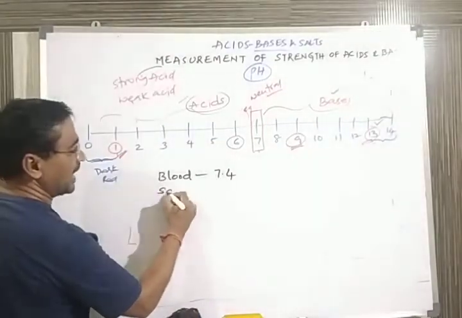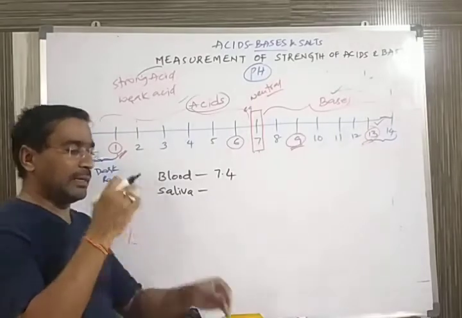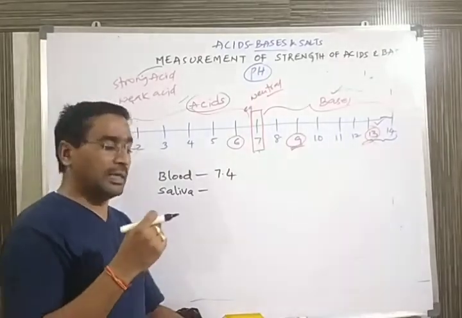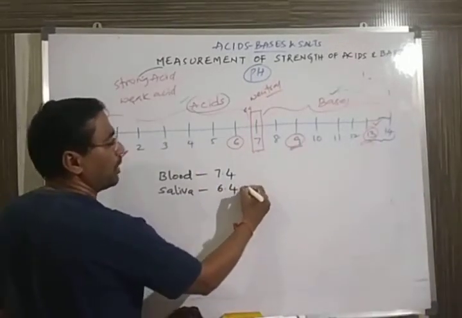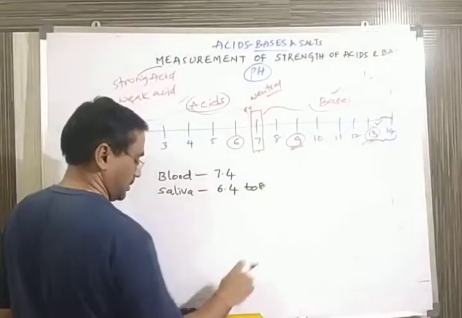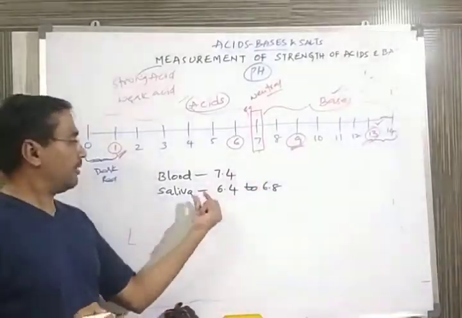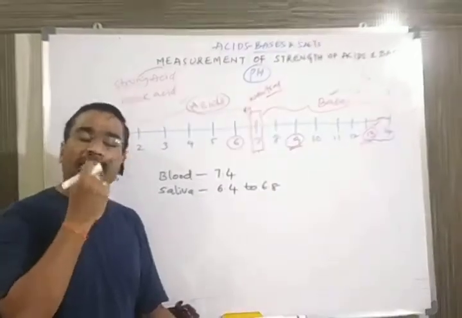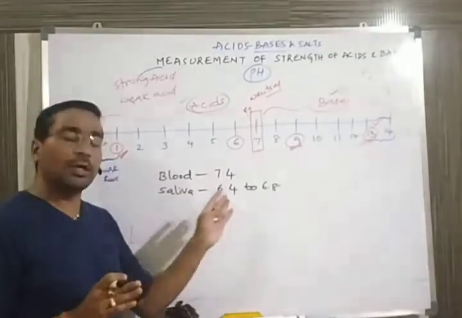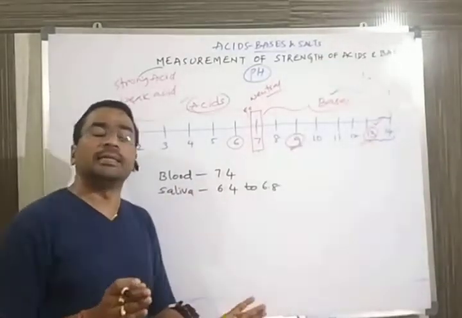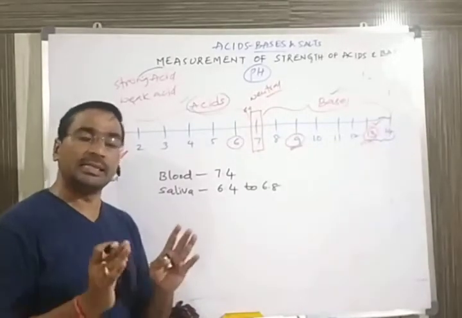Next, the saliva present in our mouth. Our tongue saliva will have a pH value of 6.4 to 6.8. If the pH value is not in this range, it automatically indicates the person is unhealthy.